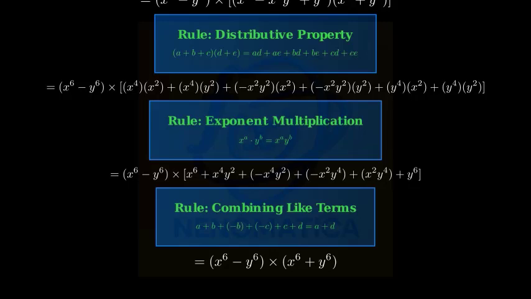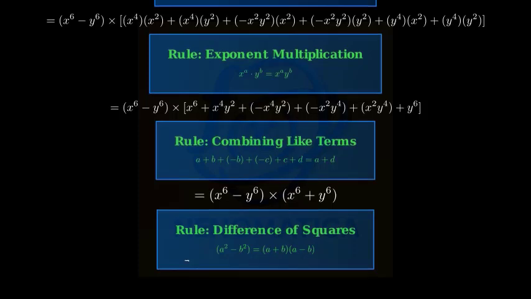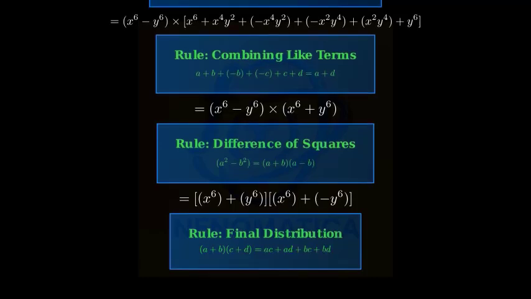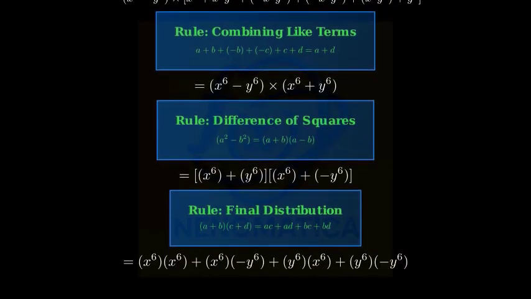Now, we can recognize a special pattern in our expression. We have x to the sixth minus y to the sixth multiplied by x to the sixth plus y to the sixth. This is a difference of squares pattern, where a squared minus b squared equals a plus b times a minus b. Here, a is x to the sixth, and b is y to the sixth. Let's distribute the terms in this expression. We multiply each term in the first bracket with each term in the second bracket.